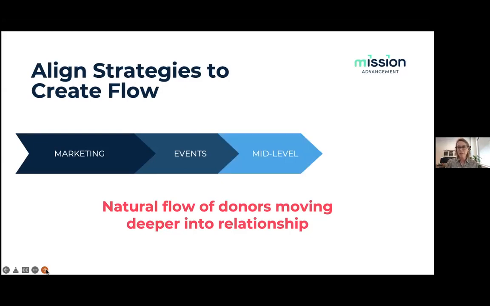But then there's a very intentional strategy to promote them, if you will, into what we might call a mid-level donor, which just means that we now have more engagement with them. Maybe their giving increases. And over time, they might become what we would think of as a major donor, which again, usually results in larger gifts, but more importantly, really speaks to the depth of relationship.